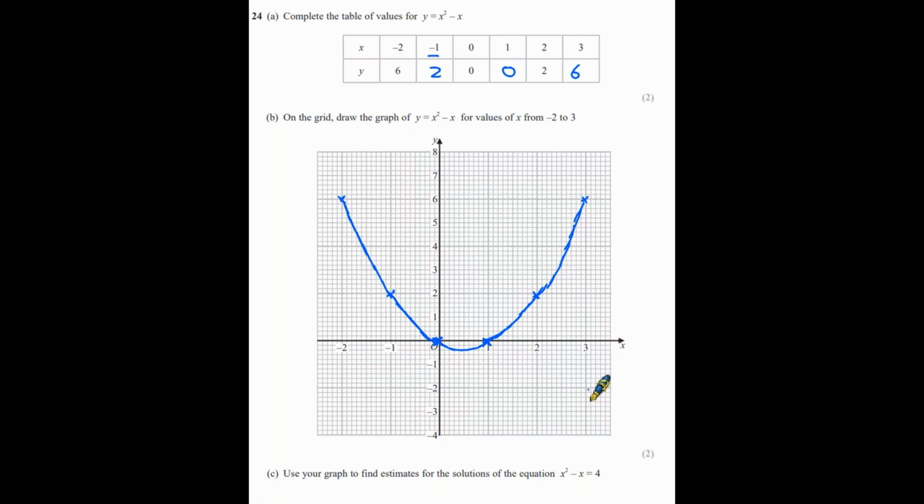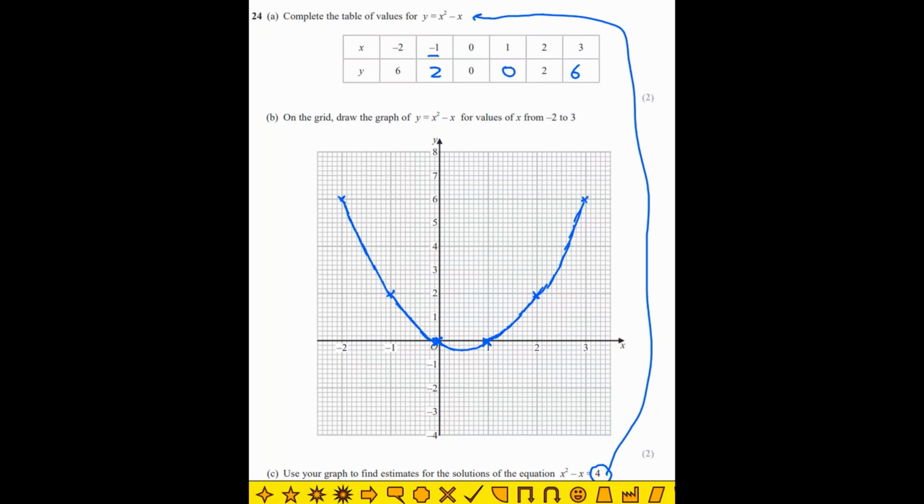So that's part B. We are then using your graph to find estimates for the solutions of the equation x squared minus x equals 4. Now if you look at this x squared minus x equals 4, it is the same thing. X squared minus x equals y. So actually you are looking at y being 4. So y is 4 along, let's put it in as a straight line here. Y is 4 along this line here.